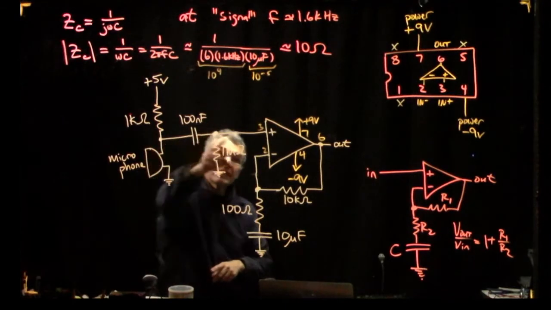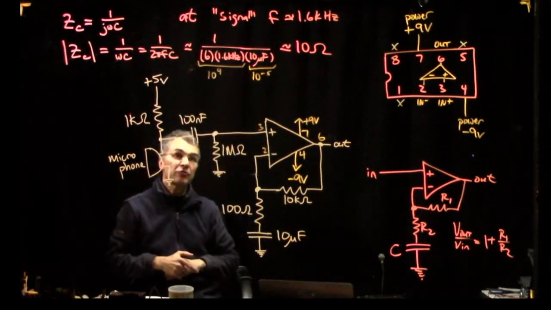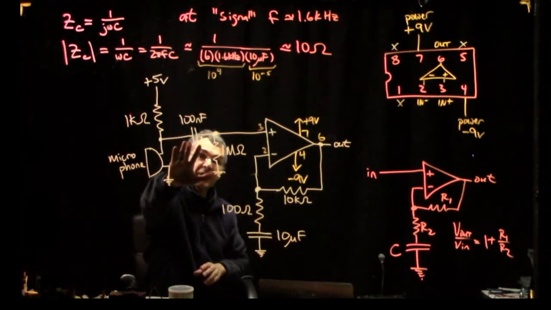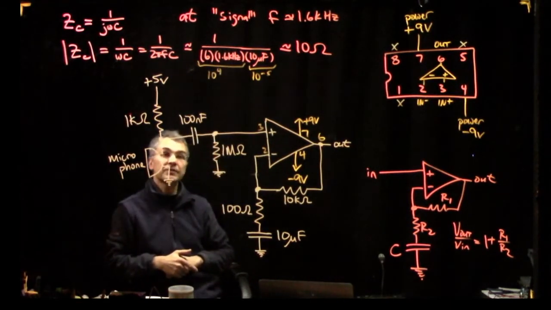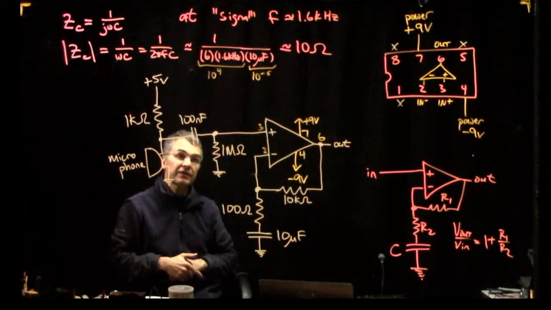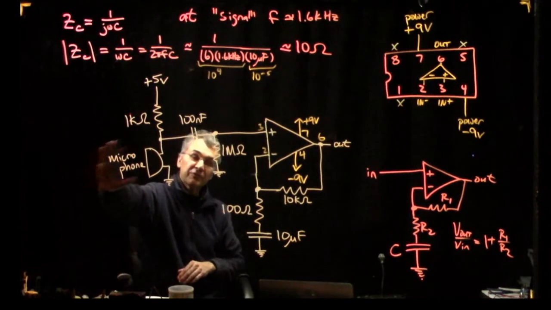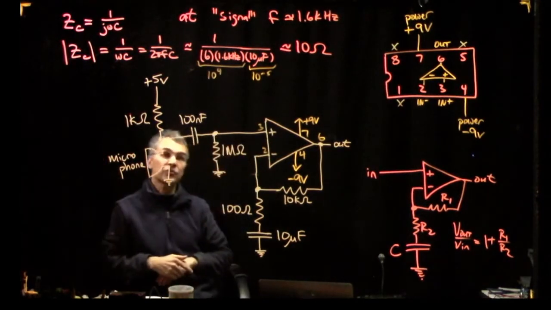But we don't want the input to our op-amp circuit to be near 5 volts. We want it to be near ground. So we use this capacitor. This capacitor just blocks the DC signal. Okay, so then again, the approximately 5 volts stays to the left, but the time varying part gets through to the right.